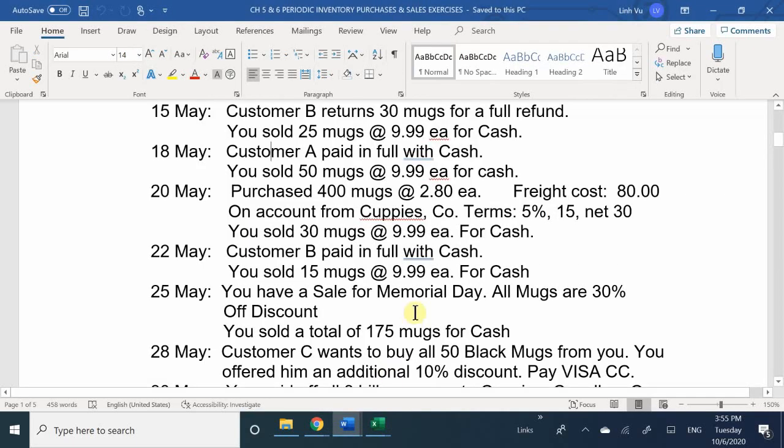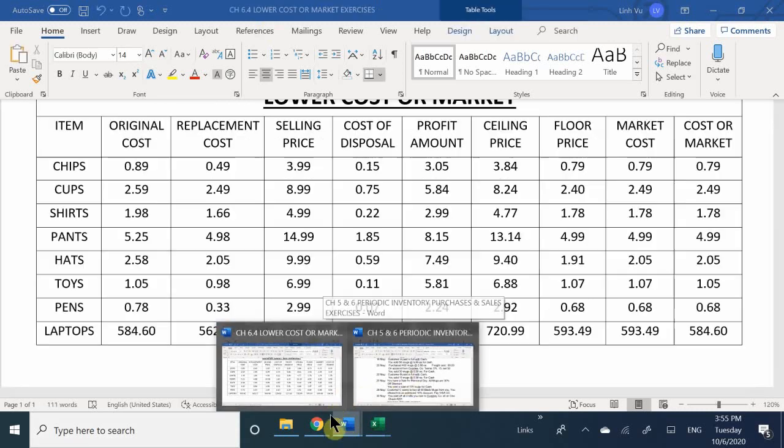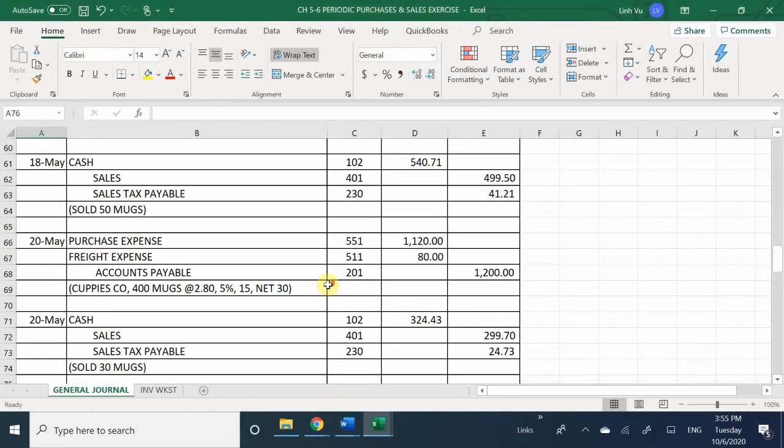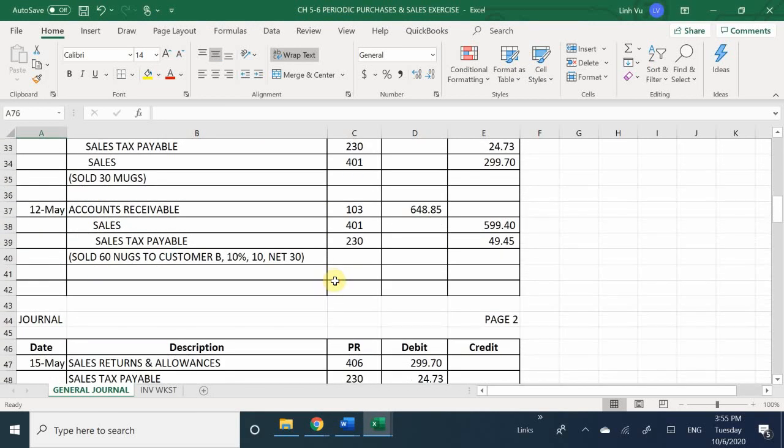What has happened next on the 22nd of May? Okay. Customer B paid in full with cash. That's from May 12th. So, what is the date?